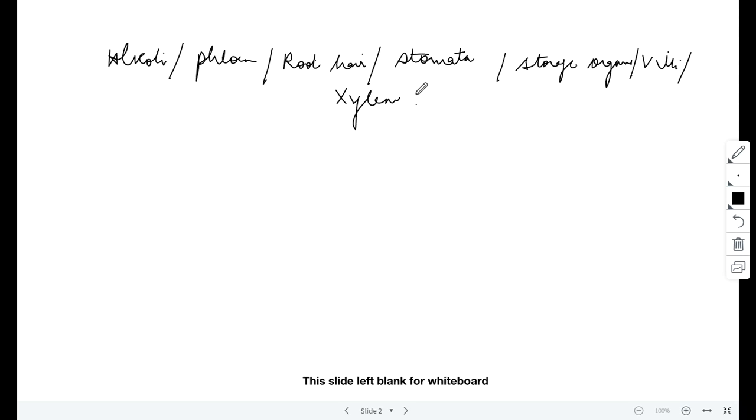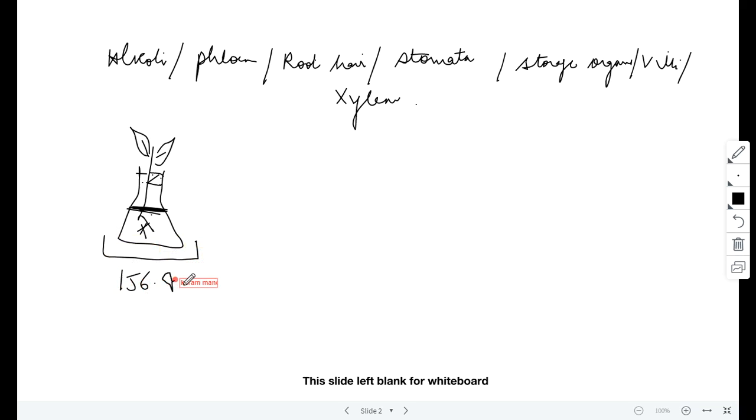Now, basically a student is setting up an apparatus. I'll just draw it, then we'll do some questions on this. This is a conical flask, and there's a plant here. These are the roots. Here there is cotton wool, and there is a layer of oil on it. There is a balance over there, and it shows the reading that it has a weight of 160.8 gram.